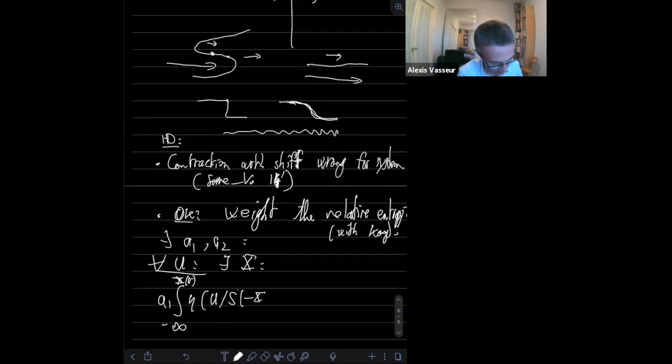plus the integral from x of t, but with A2, so A1 and A2 are constants, from x of t to plus infinity of eta of U with respect to S of t, x. So this means here I should have put UL and here UR, sorry.